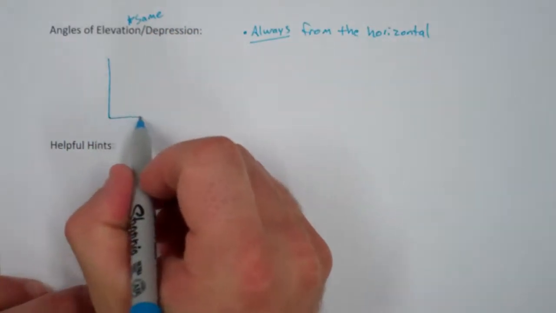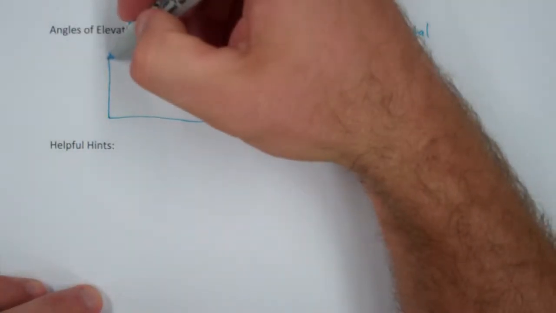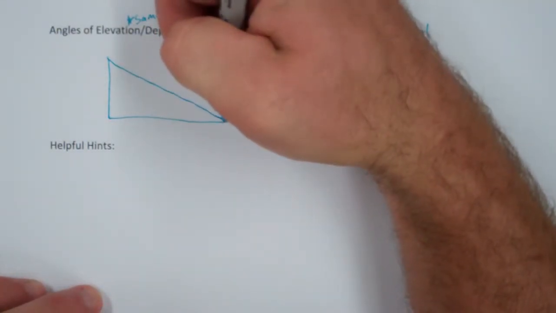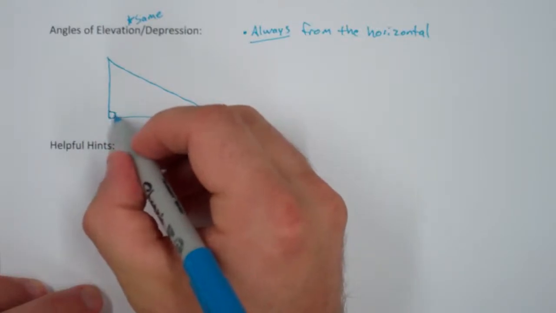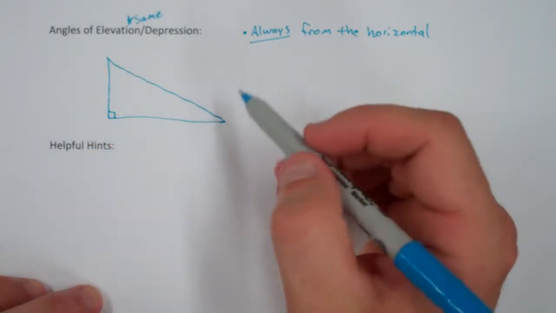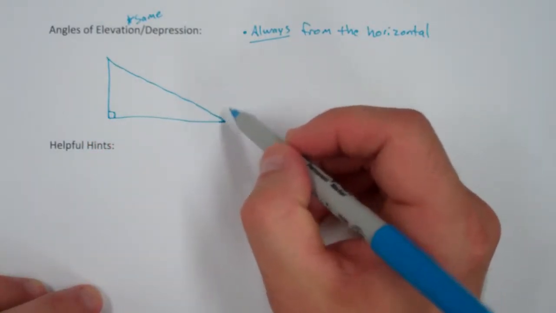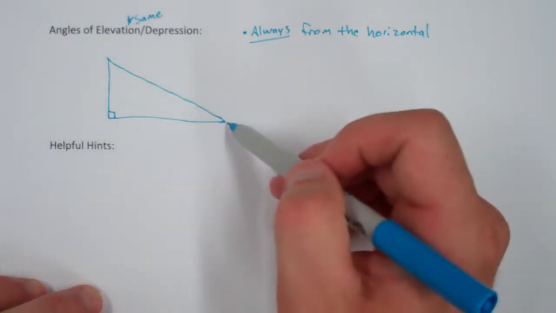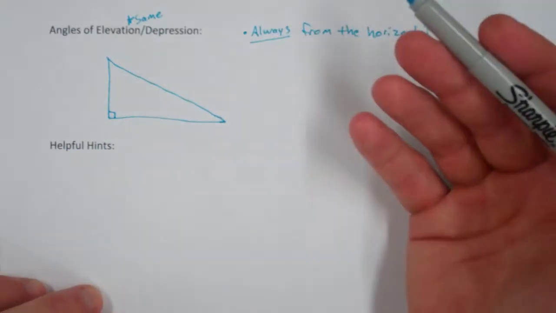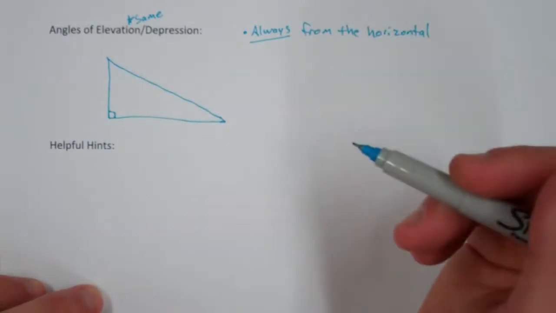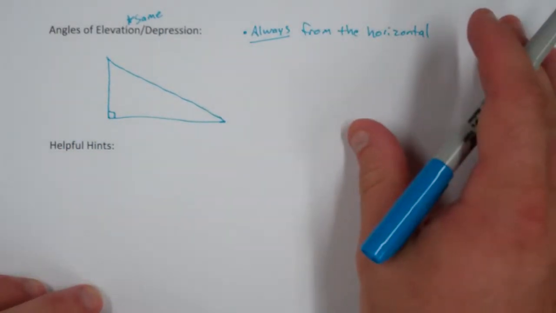Draw this triangle here, and this could be a variety of situations. It could be a situation where you've got an airplane and its altitude and it's approaching an airport. It could be someone looking at the top of a building, looking down. It could be someone here looking up at the top of a tree. There's lots of different ways that trigonometry is used in real life.